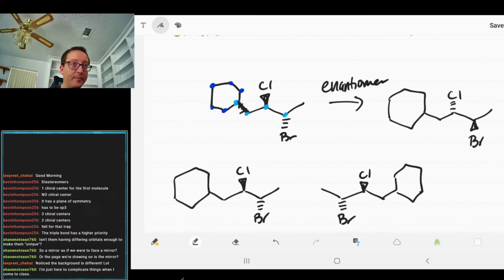So that would be another way. Or you can flip it upside down. Do it the other way. That one's a little bit more complicated, so I would stick with one of these two. Probably this way. This is probably the easiest way to do it. So if you just invert all your stereo centers, so switch wedges and dashes. That's it.